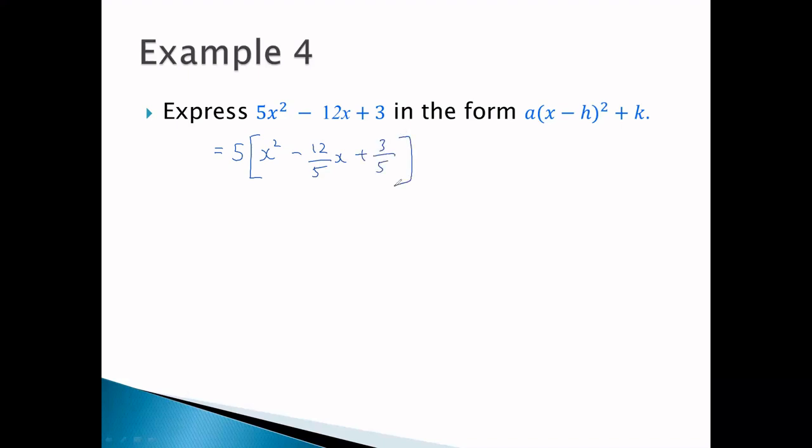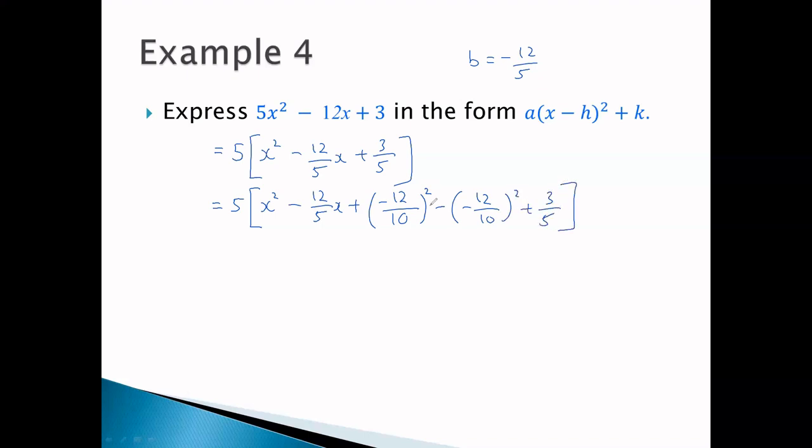So now that I have factorized this out, I'm going to continue writing this 5, but after that, I'm going to ignore it, and I'm going to continue to complete the square as per how I did it in elementary math. So x squared minus 12 over 5x plus, now b is actually minus 12 over 5, right? So I plus minus 12 over 10 square minus 12 over 10 square plus 3 over 5.